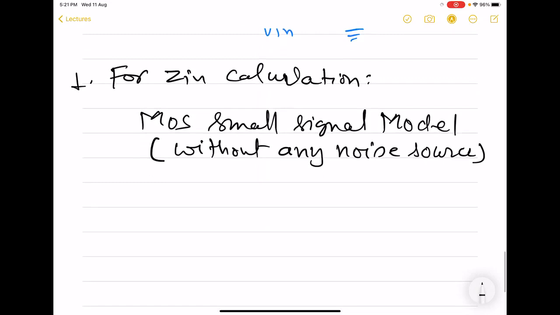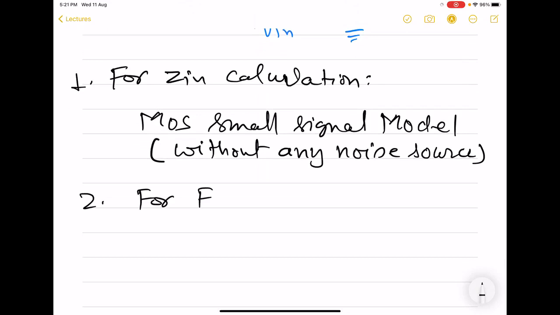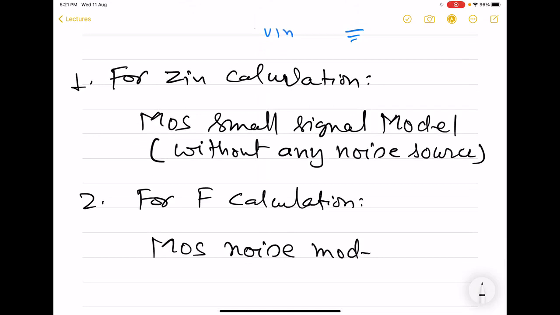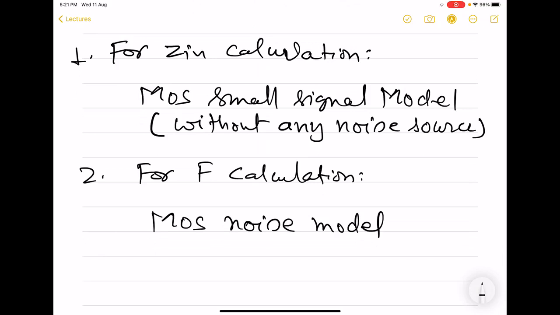Second is for noise factor, we need the MOS noise model. Recall in the last class, we discussed a noise factor of a network, and that could be an amplifier also. But there we did not know what is inside that block. So we took the network as a black box, and then we went ahead and calculated.